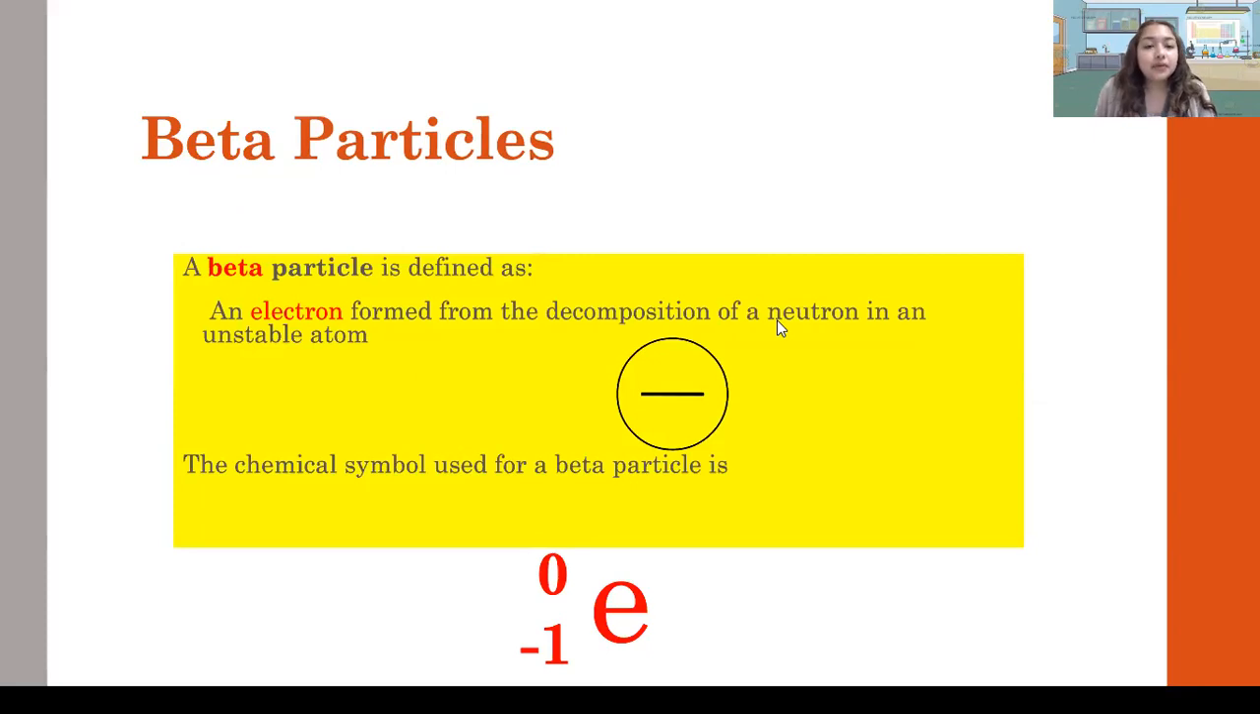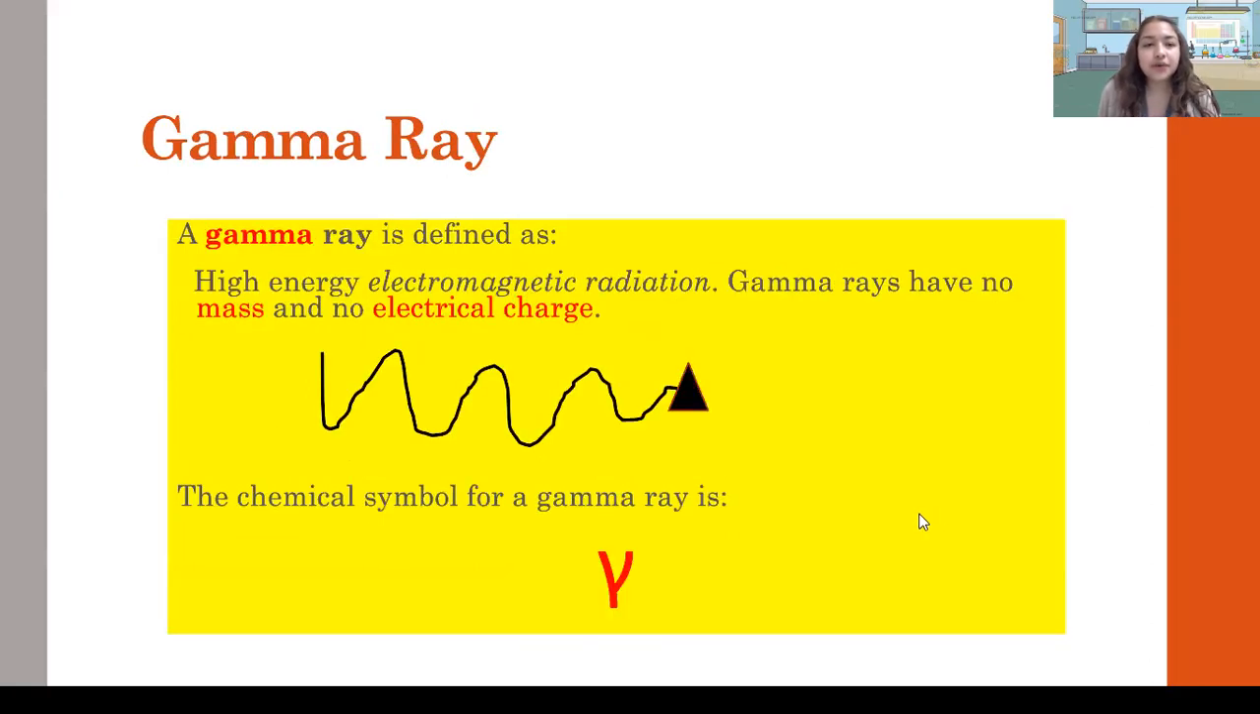For beta particles, it's really similar, except not at all, because in this case, an electron is being emitted. So for the symbol for a beta particle, we have the e for electron, 0 because electrons have no mass, and then -1 for the charge of the electron.